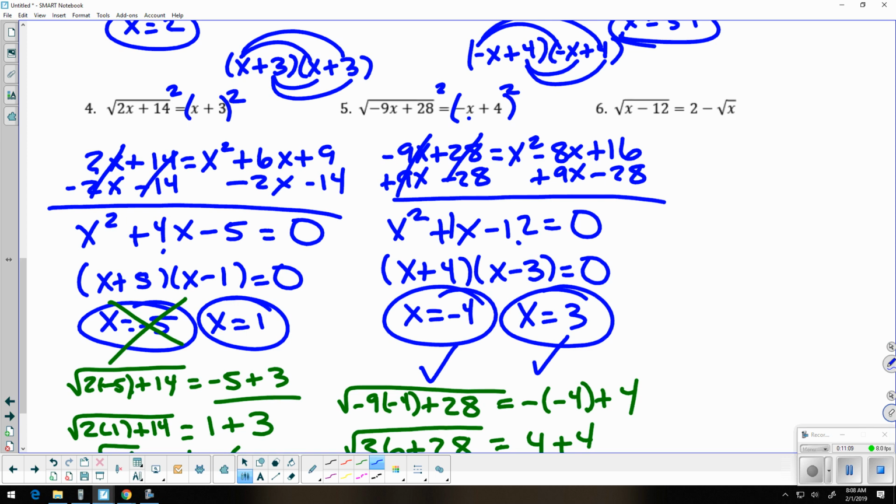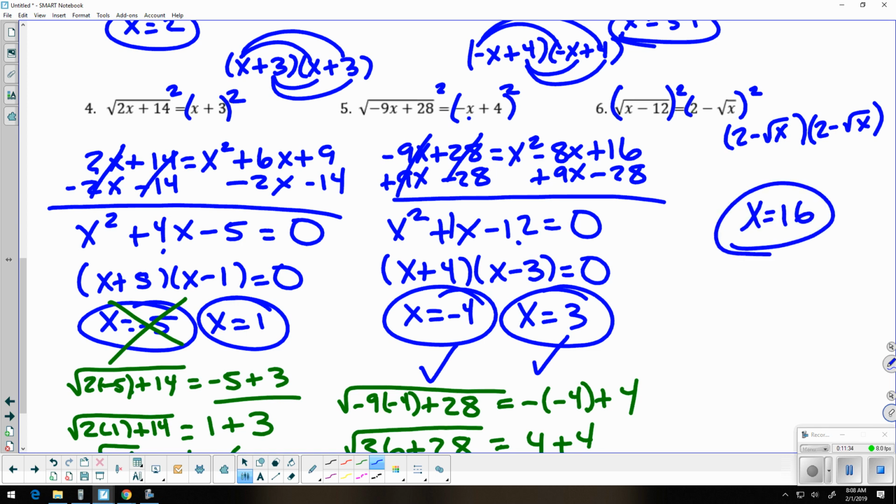And number 6, again, you just want to jump right into squaring both sides of the equation, get rid of the radical. So the right-hand side, once again, you'd have to FOIL 2 minus square root x times another 2 minus square root x, and then just go through the same process from there. Okay, you only get one solution, however, so there's no factoring involved in this one. You get that x equals 16, but when you plug it back in, it does not actually work, so there's actually no real solution to the problem.